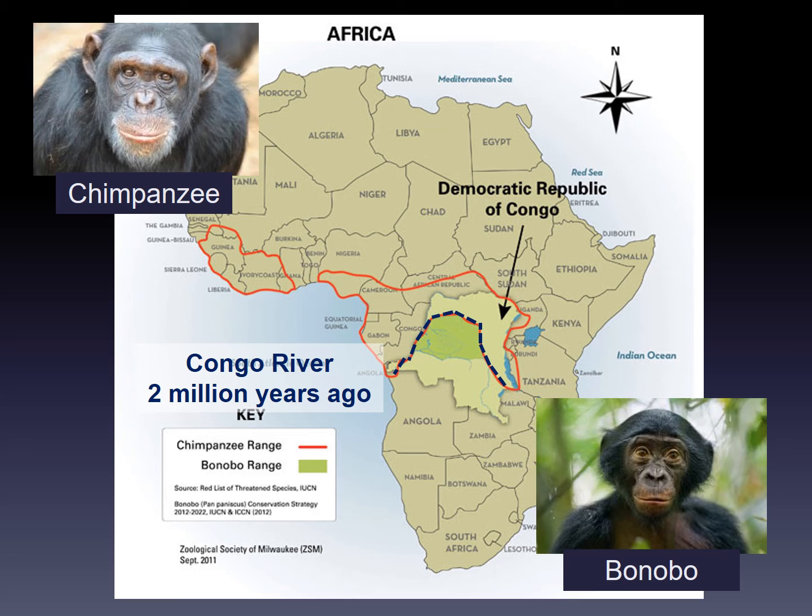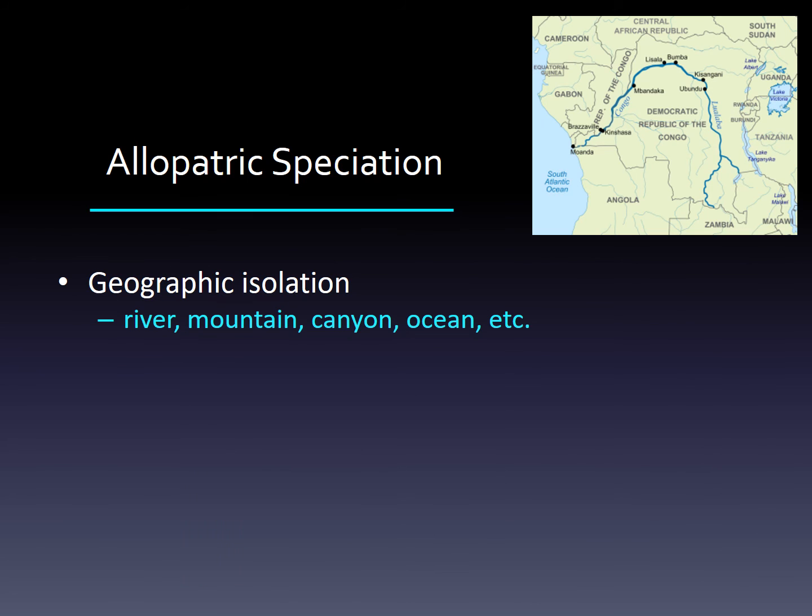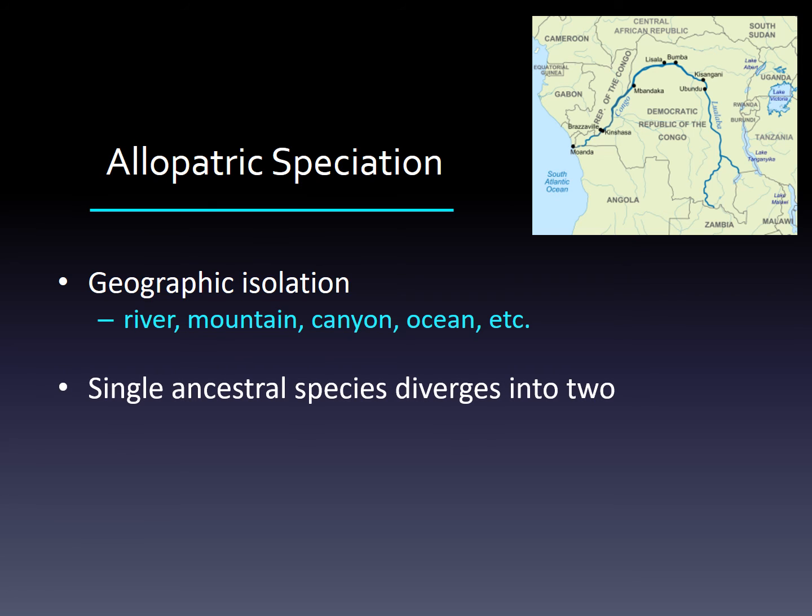So we think they were separated, and these two lineages could no longer get from one side of the river to the other, and that's how they became distinct. We call this allopatric speciation when there is a geographic boundary, like a river or a mountain, maybe the Grand Canyon. That would be a clear geographic boundary, or an ocean, that causes a single ancestral group to diverge into two separate groups.